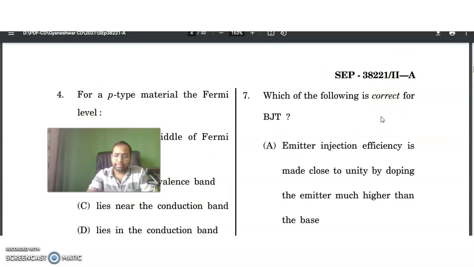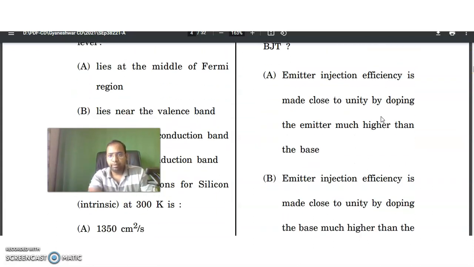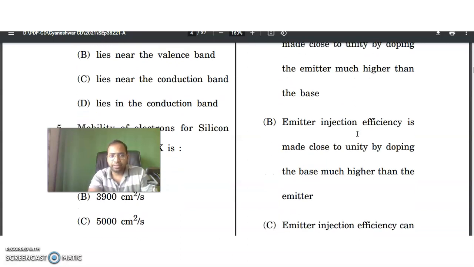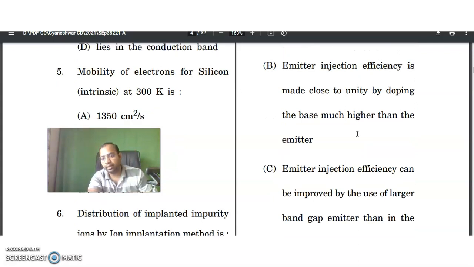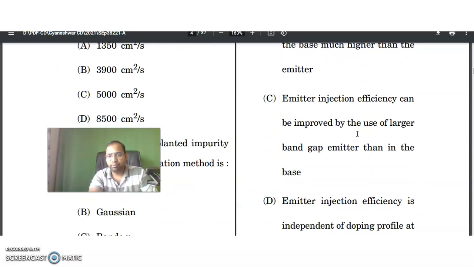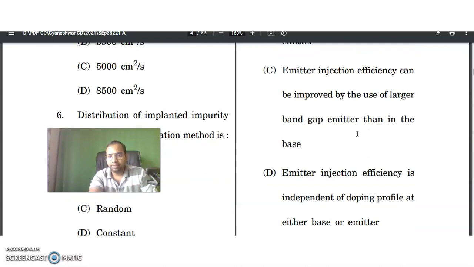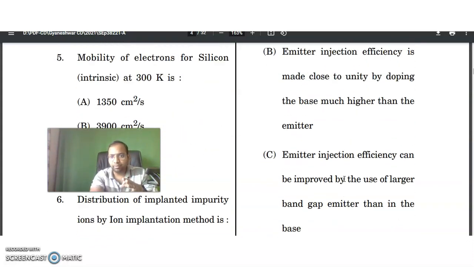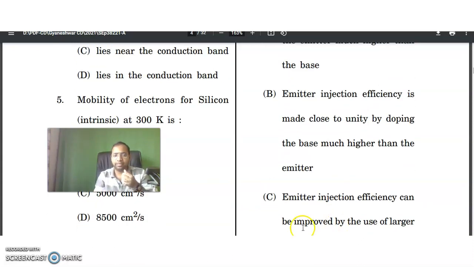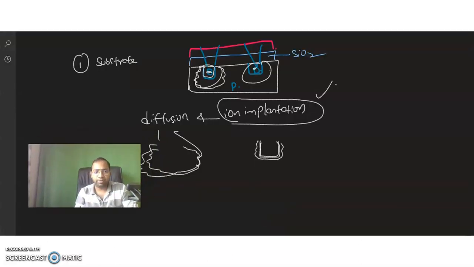Which of the following is correct for the BJT? Emitter injection efficiency is made close to unity by doping the emitter much higher than the base. Emitter injection efficiency is made close to unity by doping the base much higher than the emitter. Emitter injection efficiency can be improved by use of a larger emitter band gap than in the base. And emitter injection efficiency is independent of the doping profile of the emitter. If you look at all these options, first of all, you must be clear about what this emitter injection efficiency is. First, let's discuss that one. Then we will go to the question.